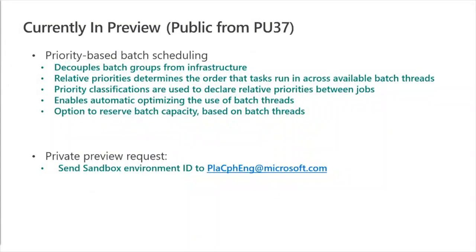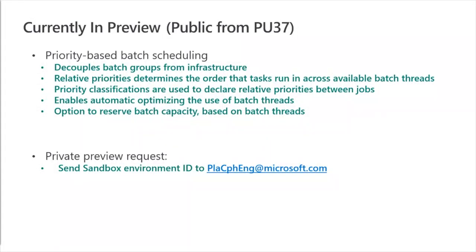So what is this feature all about? This is part of the decoupling of the batch groups from the infrastructure, meaning that the batch group will not be coupled any longer to batch servers. The same with batch jobs, they will not be coupled directly to batch servers. Instead, it's using a relative priority to determine the order in which tasks run, and it's using at any given time the available batch threads.